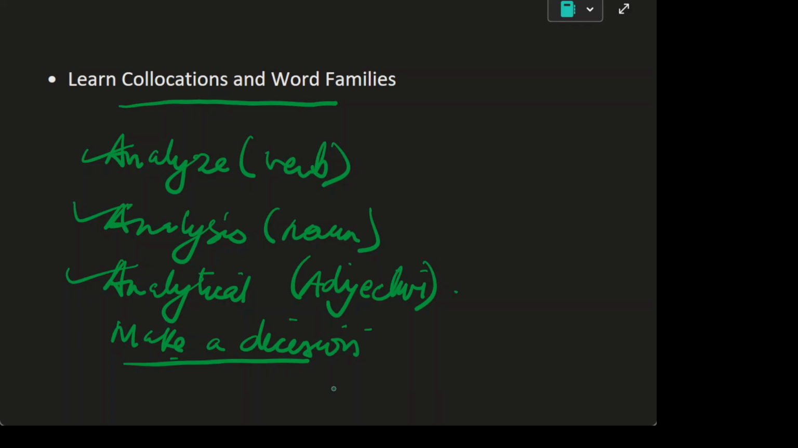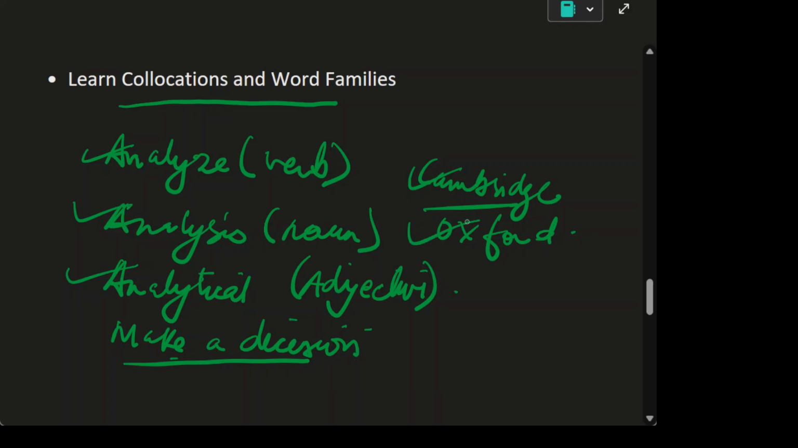Okay, so you can always refer to resources like the Cambridge Collocations Dictionary or Oxford Word Skills. So these are the two resources which you can use when it comes to learning collocations and word families. So this is the next one which you need to know when it comes to building your vocabulary.